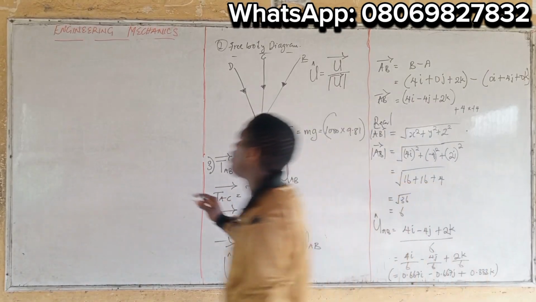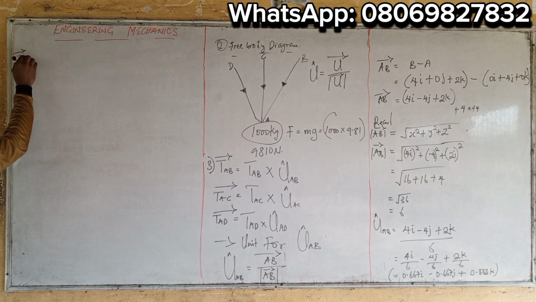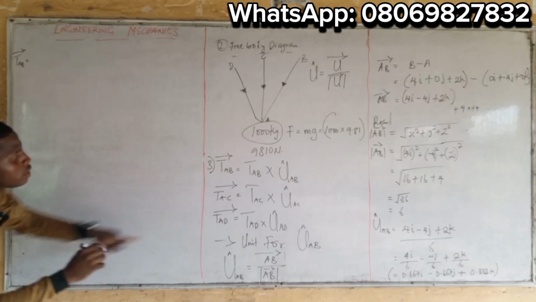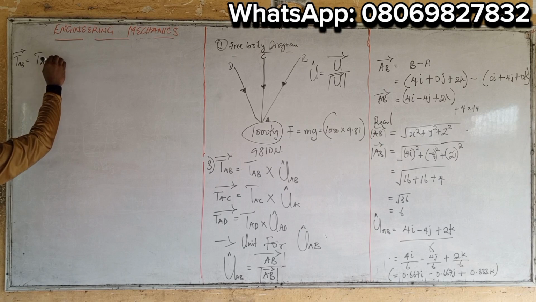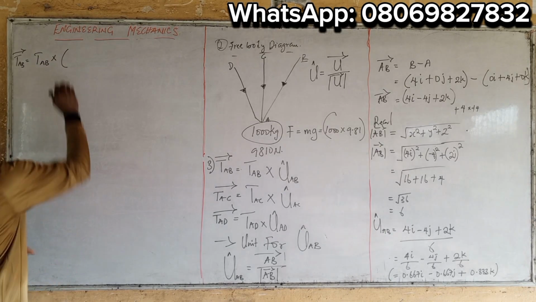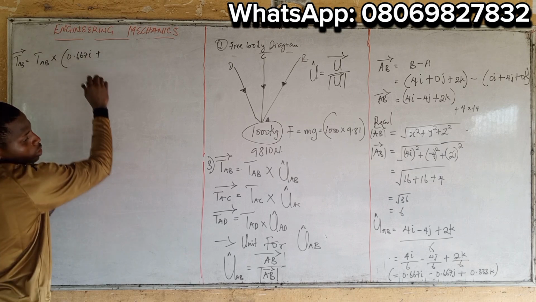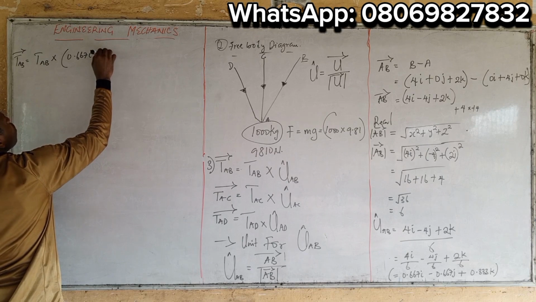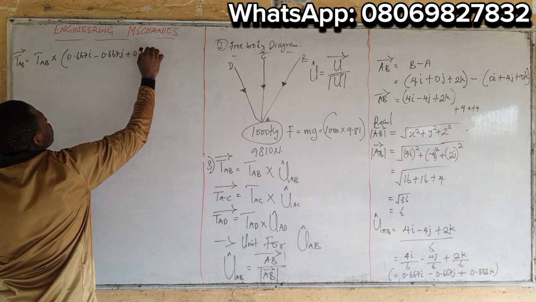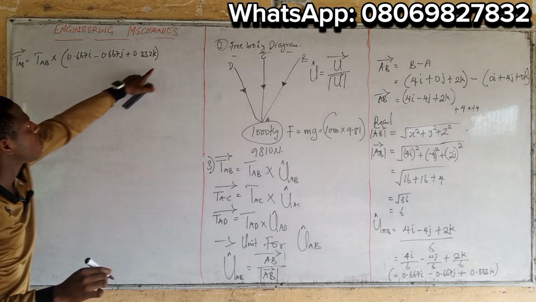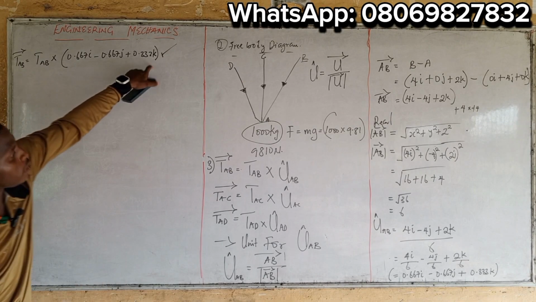So we can write the first one, which is for tension AB. Tension AB is TAB multiplied by our unit vector, which is 0.667i minus 0.667j plus 0.333k. So this is the first one. We've gotten this. Let's mark this so we won't forget what we have here.